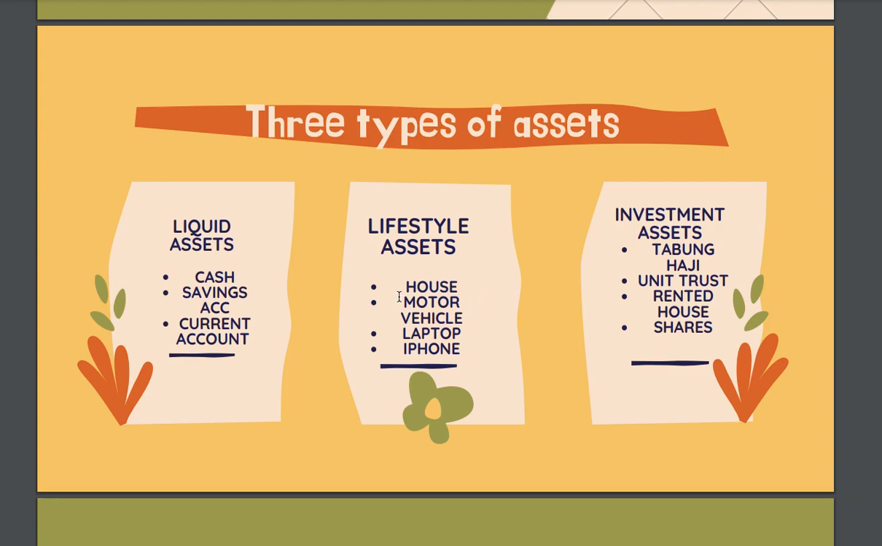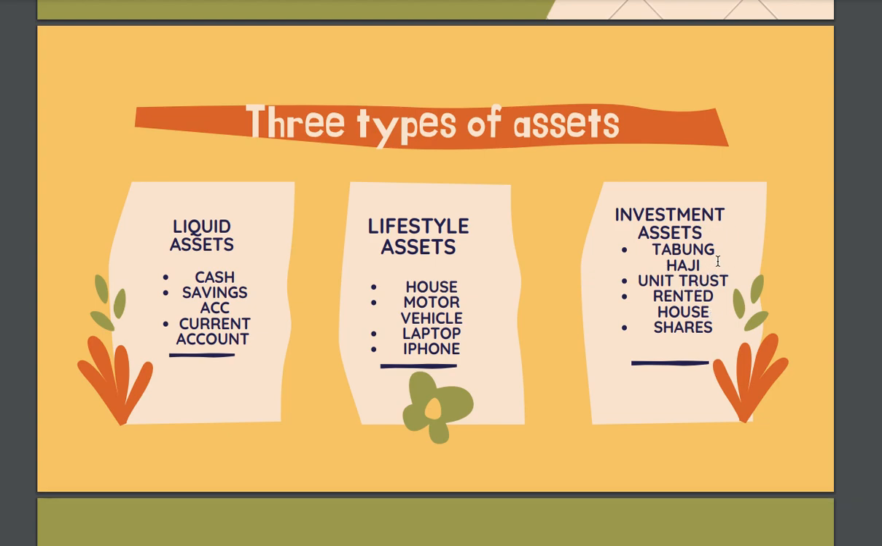Alright, and then motor vehicle, okay, what types of car that you own. Contohlah Toyota, pula ada Honda Jazz, and then you put Honda Jazz here. And then such as the laptop, iPhone, and etc. Banyak lah lifestyle asset you can put a list.